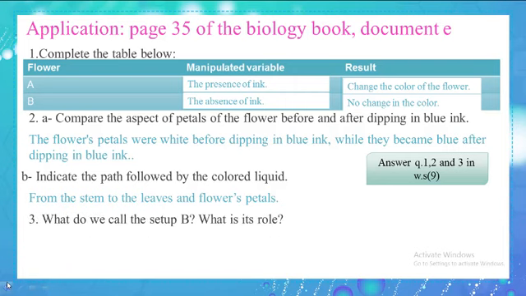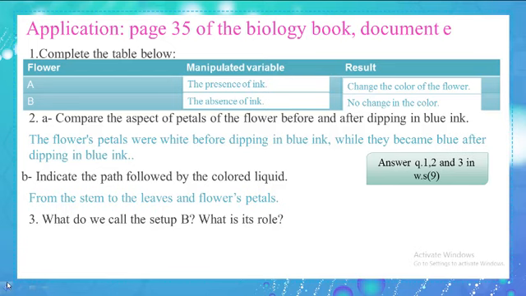What do we call the setup B? What is its role? What is the importance of the presence of a flower in the absence of ink? Why was flower B put in the absence of ink? The setup that has no manipulated variable, or the setup that is not manipulated, what is it called? It is the controlled setup.